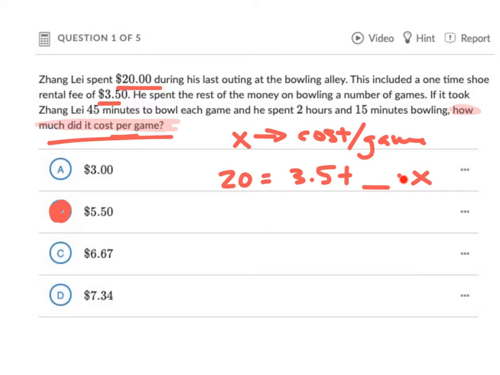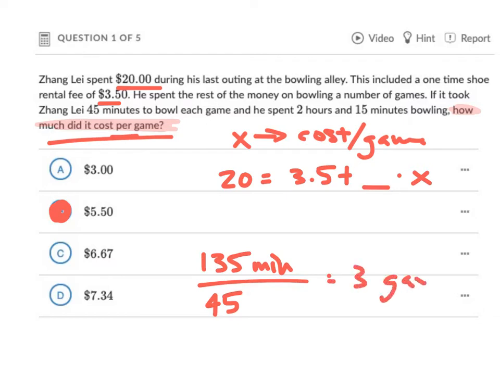And so, how did I do that? I did 2 hours and 15 minutes, 45 minutes to bowl each game. 2 hours and 15 minutes is how many total minutes? 135 minutes. And so you had multiple rates here, 45 minutes per game. You divide those and you get 3. So that was 3 games.